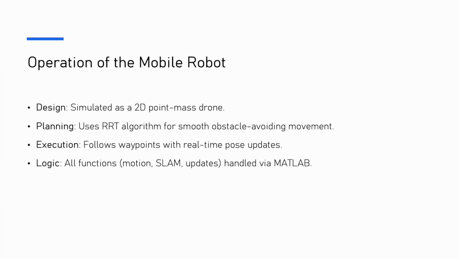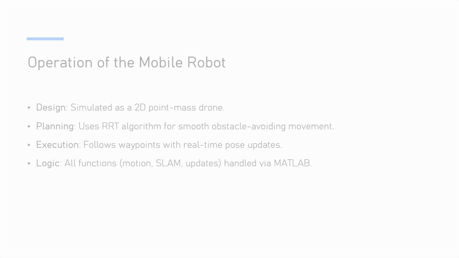In this next slide, I have designed the robot as a point mass drone, meaning it doesn't simulate complex aerodynamics but focuses on navigation logic. The path is planned using an RRT algorithm, which allows the drone to move efficiently between the waypoints. The simulation updates the estimated position in real time. All the operations like motion planning, SLAM updates, and collision checking are handled within MATLAB using the Robotics System Toolbox. This setup enables realistic behavior in a controlled simulation.